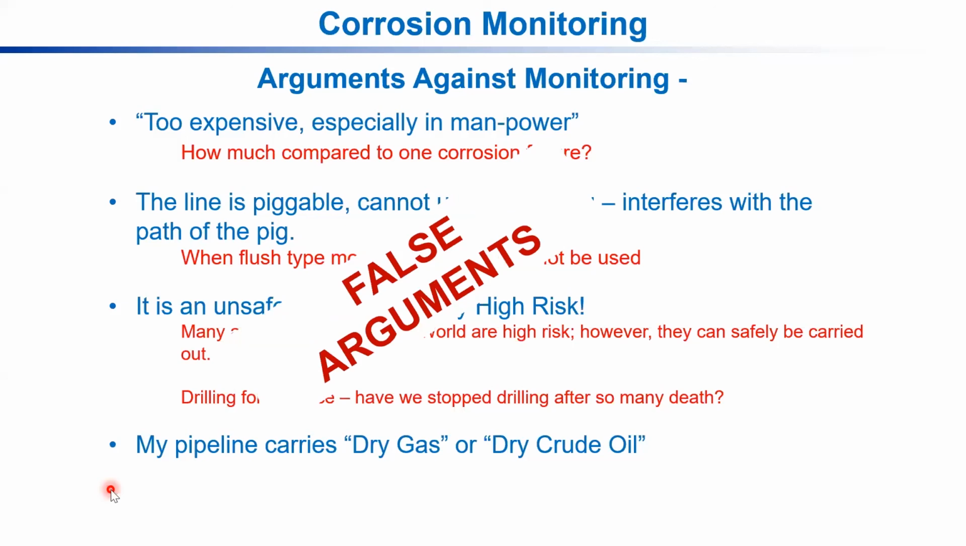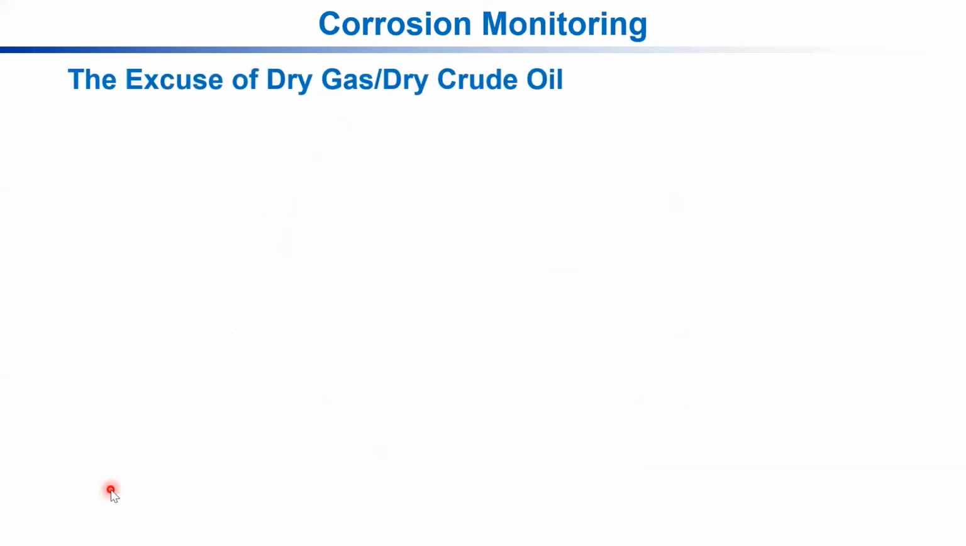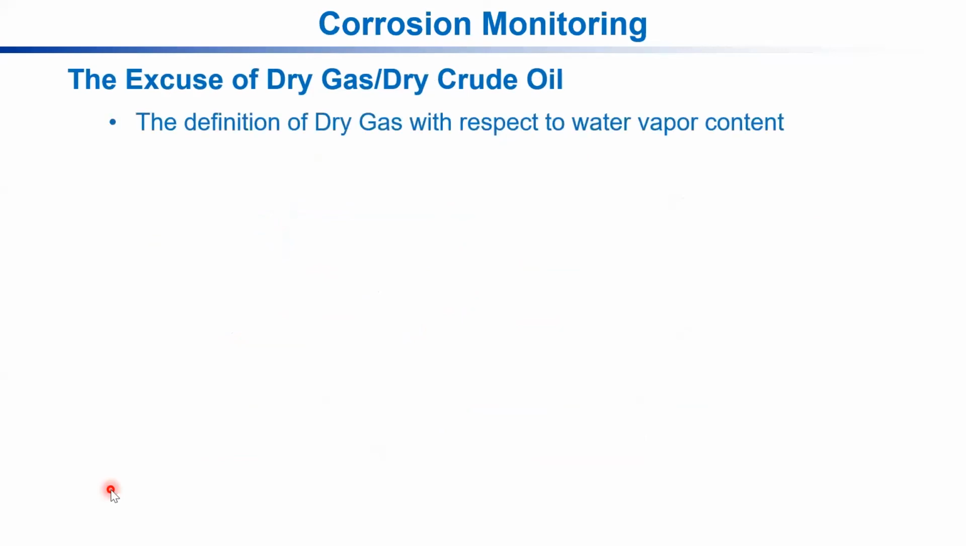False arguments, not true. We said the excuse of dry gas. Well, let's talk a little bit about that. The definition of dry gas with respect to water vapor, we said that, okay, if the amount of water is less than 7 pound mass per million standard cubic feet, or 112 kilograms per million standard cubic meter, then we said it is dry gas.